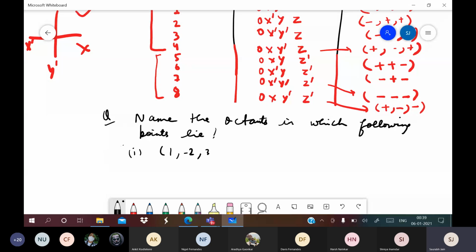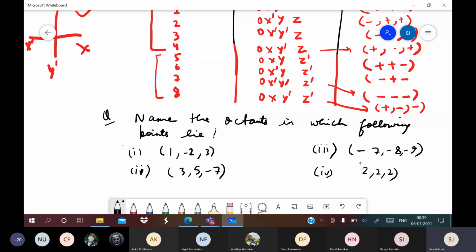1, minus 2, 3, and 3, 5, minus 7. You can just look at the points. Compare it with 2D, see the value of z, and you will be able to write the octant number. Very easy. Who will tell me the first one? So four. First is fourth, that is correct.